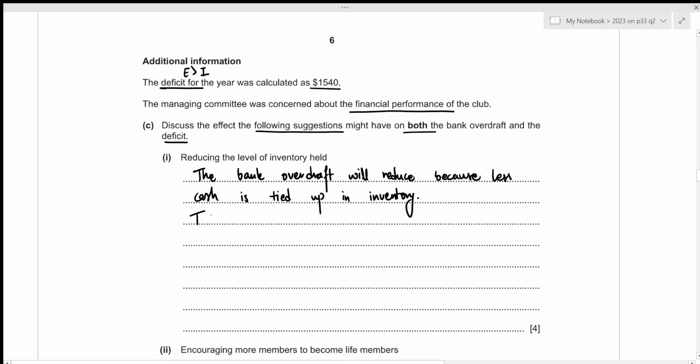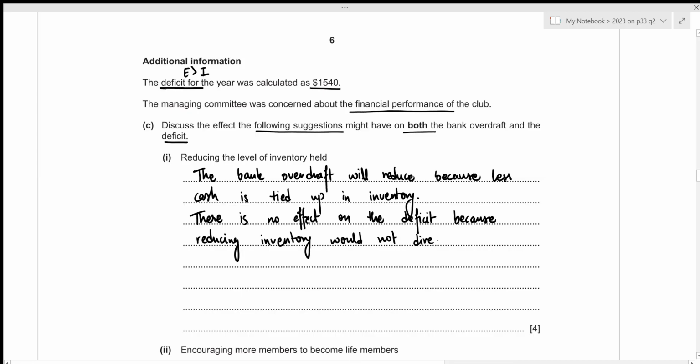Let's write it down. There is no effect on the deficit because reducing inventory would not directly affect cost of sales as purchases would reduce by the same amount.